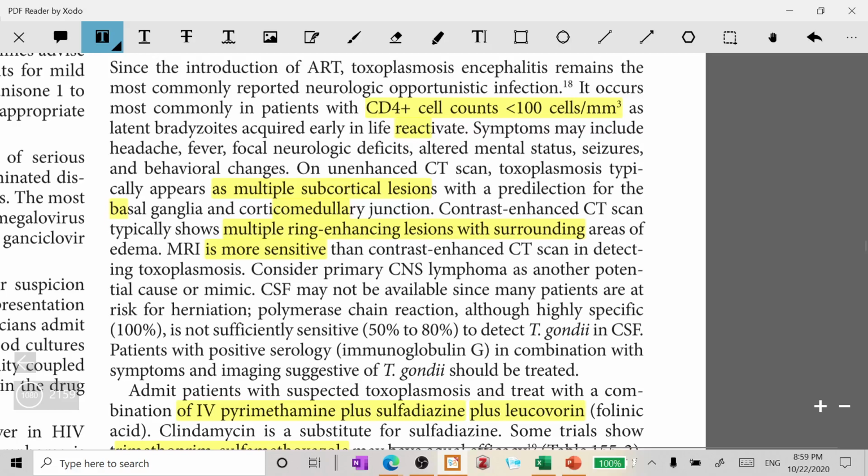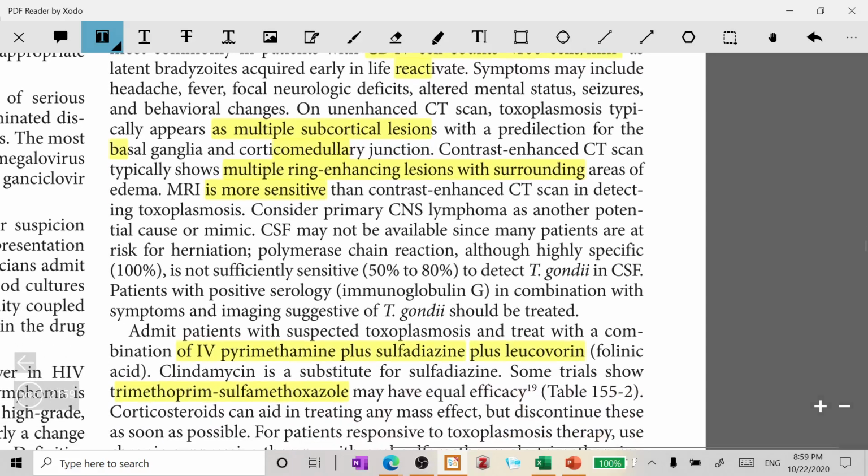So consider primary CNS lymphoma as another potential cause or mimic. CSF may not be available, since many patients are at risk for herniation. And PCR, although highly specific, is not sufficiently sensitive to detect Toxoplasma gondii, so you need to be careful. Also, most of the patients with it have a positive serology, IgG in combination with symptoms.